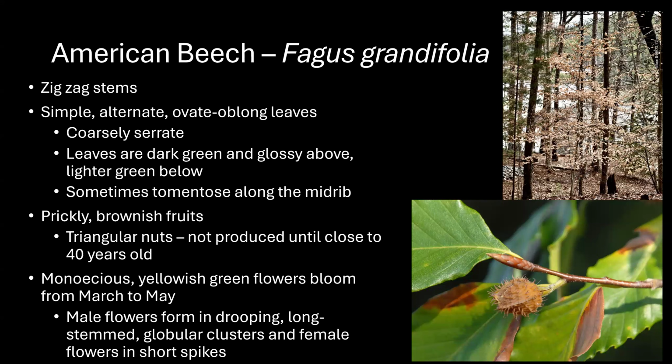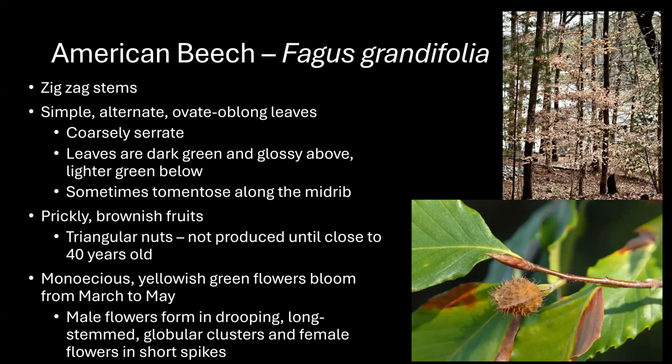Now, with this plant, it is what we call monoecious. Monoecious, so it produces separate male and female flowers. And so the male flowers are generally more drooping and long stemmed in these clusters, whereas the females are in these short spikes. And usually they're these yellowish green colors that are going to appear in the springtime.